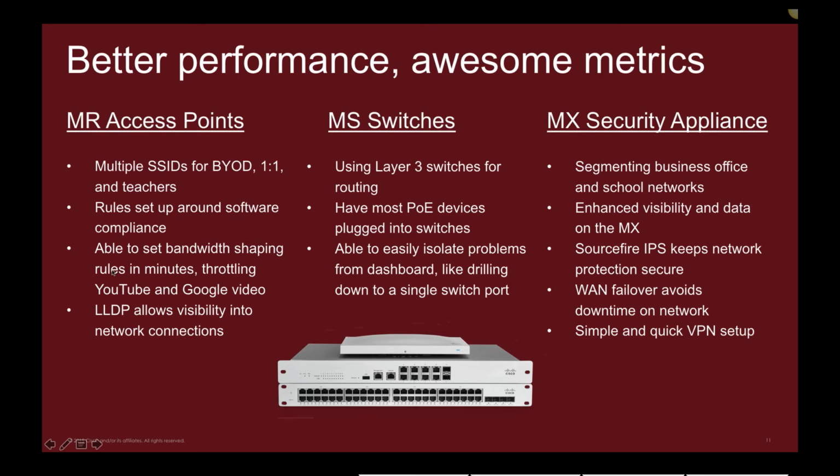Tell me a bit about segregating the different networks. So we've got this business office and the school networks. I'm assuming you don't want the students having access to, say, anything in accounting or something like that. No, exactly. That's exactly the idea. We have an MX64 that segments that network from the rest, and then we have an MX400 handling all the WAN traffic for the district.